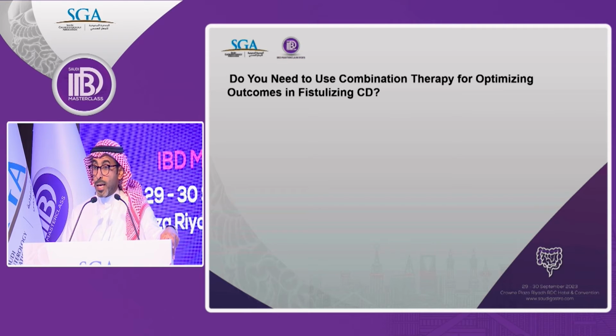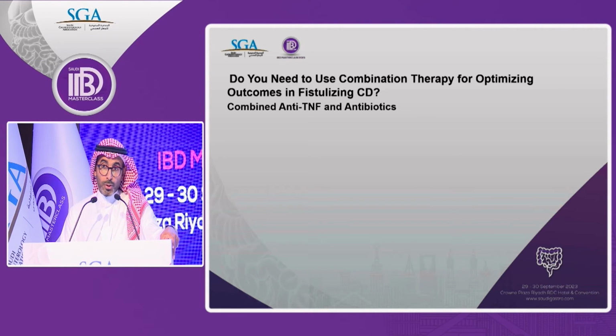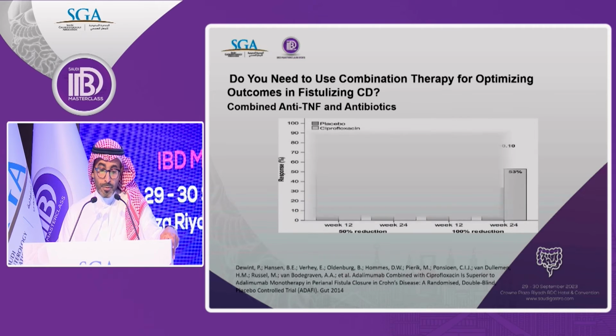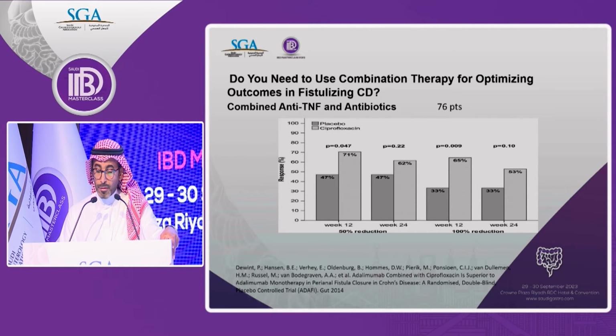Do we need to use a combination to optimize the outcome in fistulizing Crohn's disease? So do we need to combine the antibiotic with the anti-TNF to optimize? We have data from Adafi, published in GUT 2014, in 76 patients.